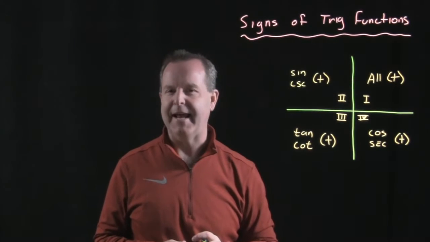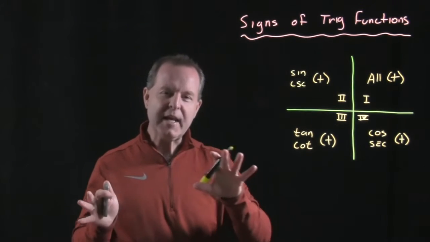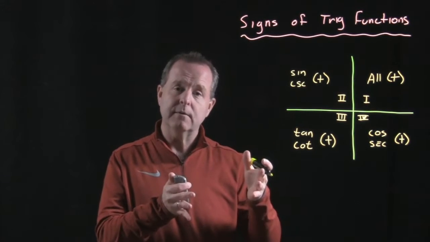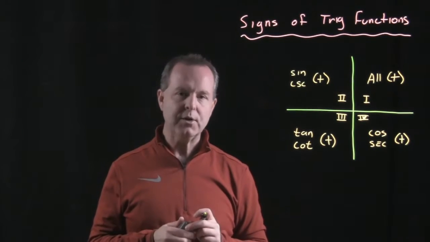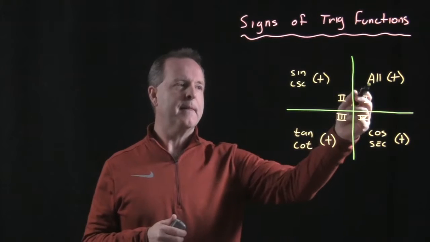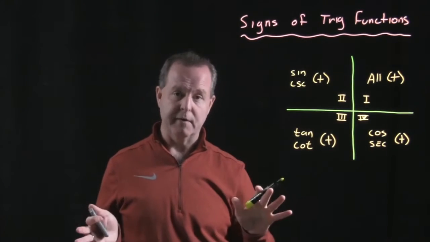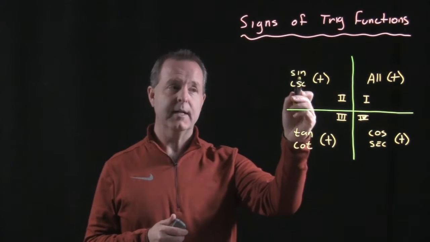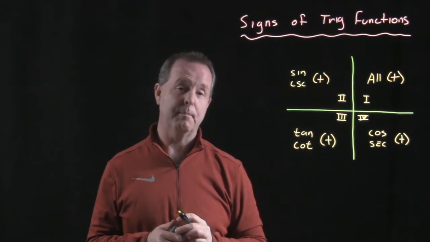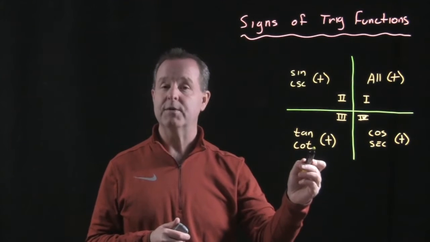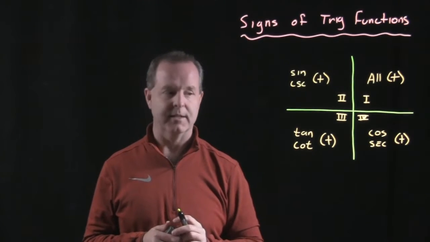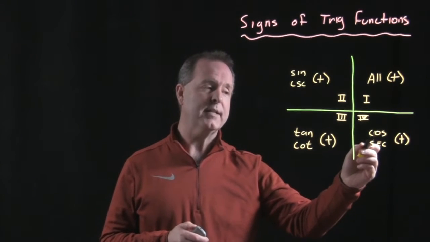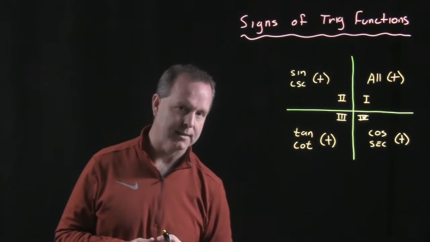So now it's about becoming a smart trig class. We've been looking at some of these functions and we're realizing that certain functions are positive or negative depending on which quadrant they fall in. In the first quadrant, all the functions are positive. In the second quadrant, the sine and its reciprocal are positive. In the third quadrant, tangent and its cotangent are positive. And then in the fourth quadrant, we will always have the cosine and the secant being positive.